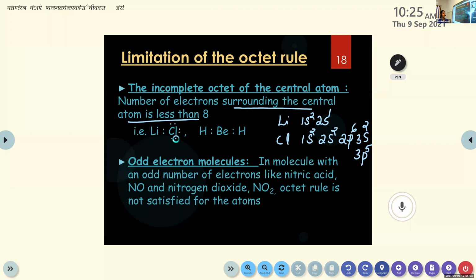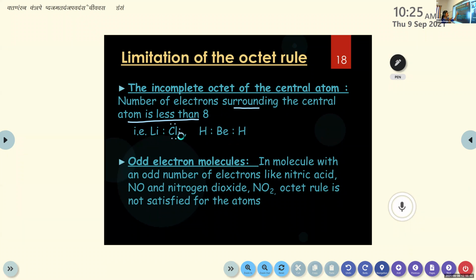According to the octet rule, when some elements are involved in chemical bonding, their outermost shell will have 8 electrons after the chemical bonding. But here, lithium, beryllium, etc. are the exceptions. So the first point, the incomplete octet of the central atom, and the examples are lithium chloride, then beryllium hydride, etc.